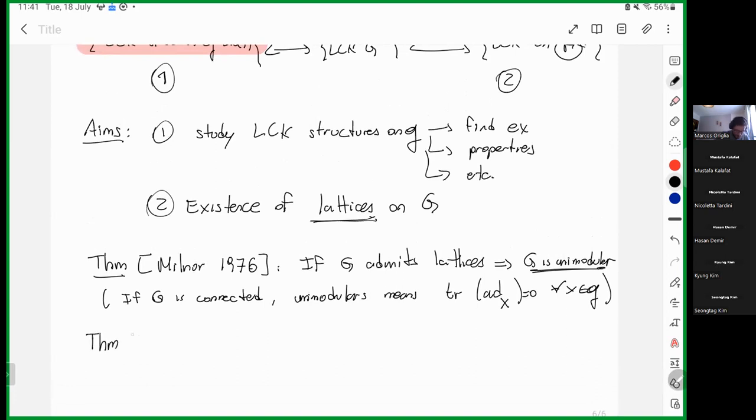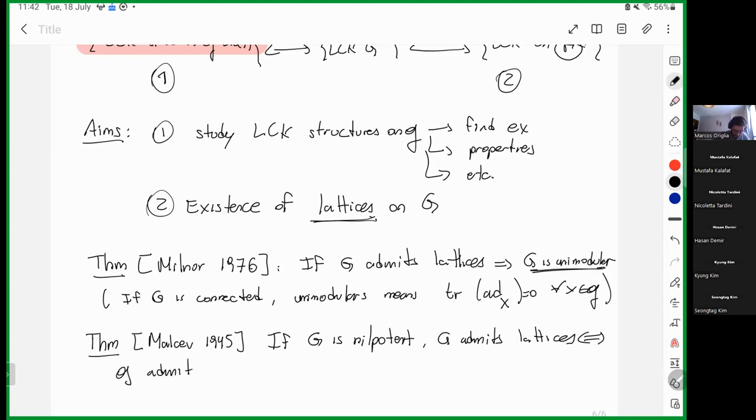For instance, what happens when G is nilpotent? So Malcev in '45, I guess, proved that if G is nilpotent, G admits lattices if and only if the Lie algebra admits a basis with rational structure constants.